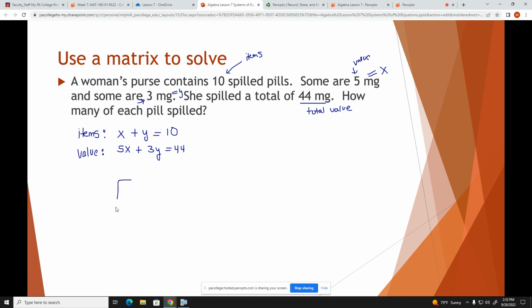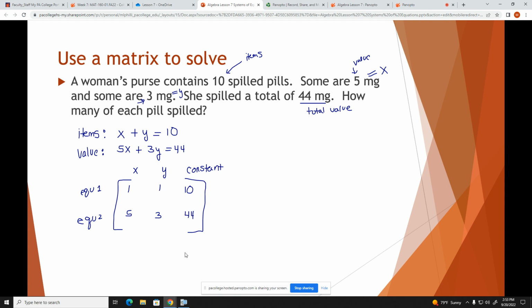And so I can go directly into a matrix, because a matrix is always just an organized arrangement, not of the variables, but of all of the numbers. So I have an X column, a Y column, and a constant column. And I get to put in two equations, so equation 1 and equation 2. From the first equation, my coefficients are 1, 1, and 10. My second equation, they are 5, 3, and 44.